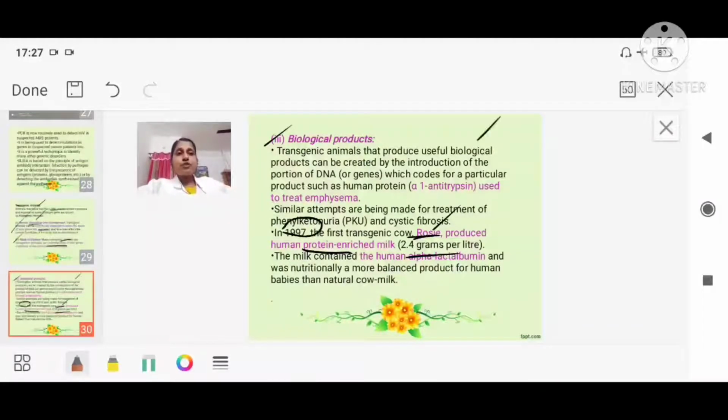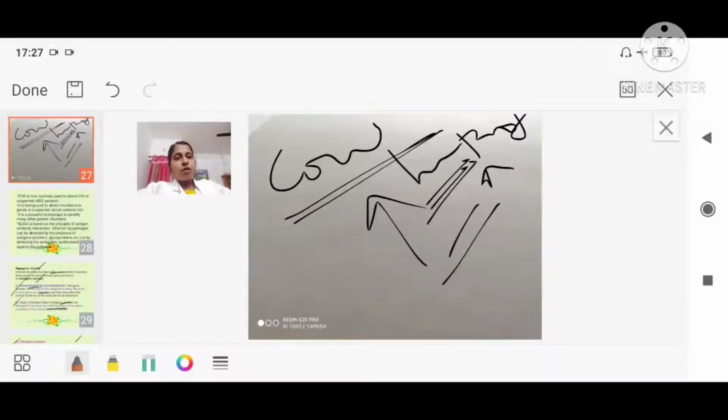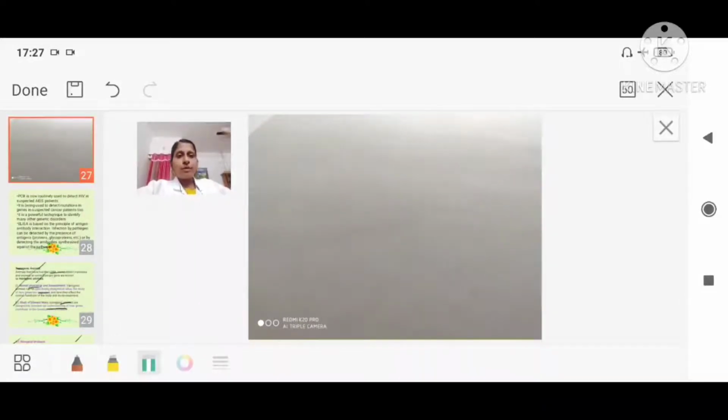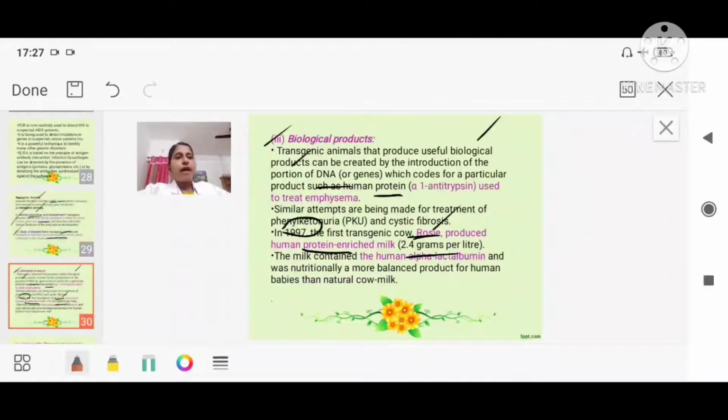Transgenic animals that produce useful biological products can be created by introduction of a portion of DNA which codes for a particular product, such as a human protein. I told you, human protein. So if I am making an organism, a cow or whatever organism, cow means milk I am drinking, so that part will be there, isn't it? The first one was alpha 1 antitrypsin, and this is introduced into an organism, for example a cow, or into a microorganism, so that they are producing this human protein alpha 1 antitrypsin.